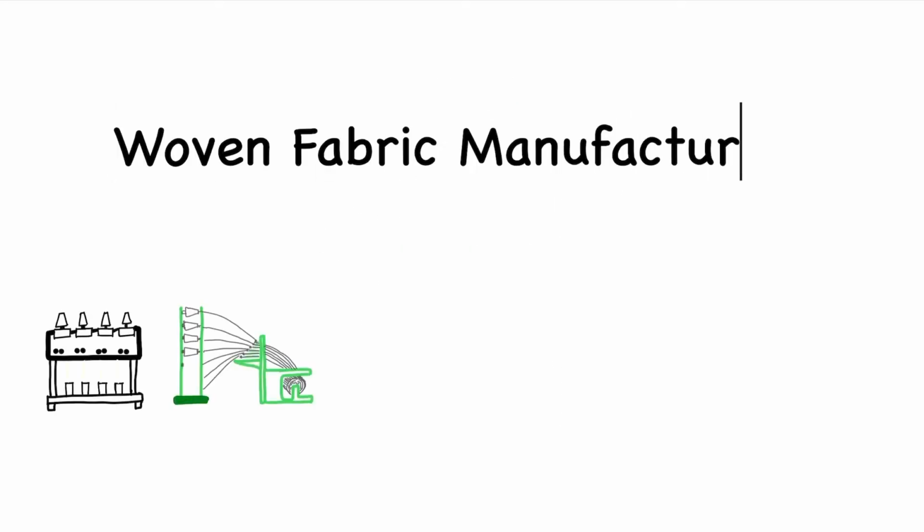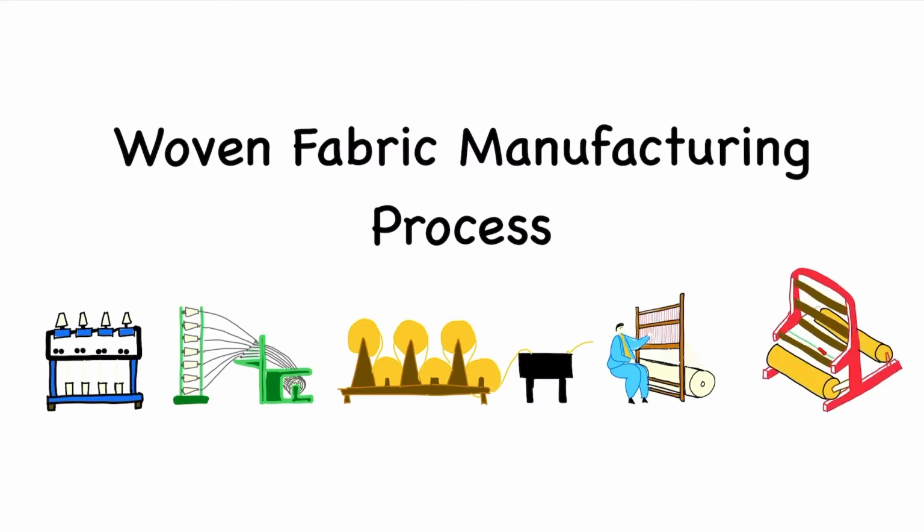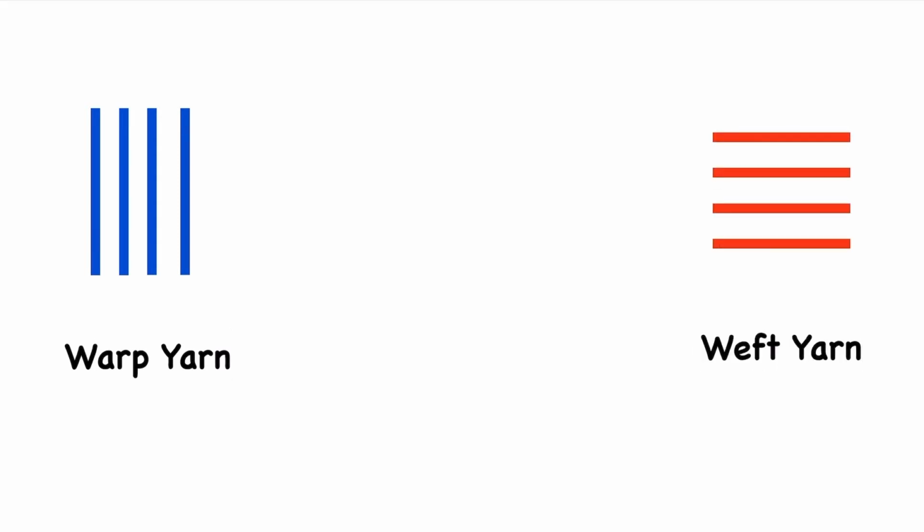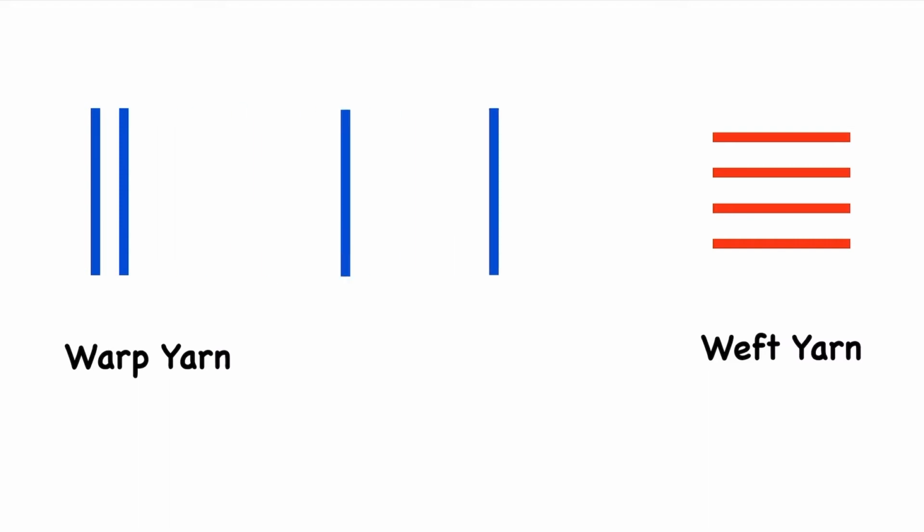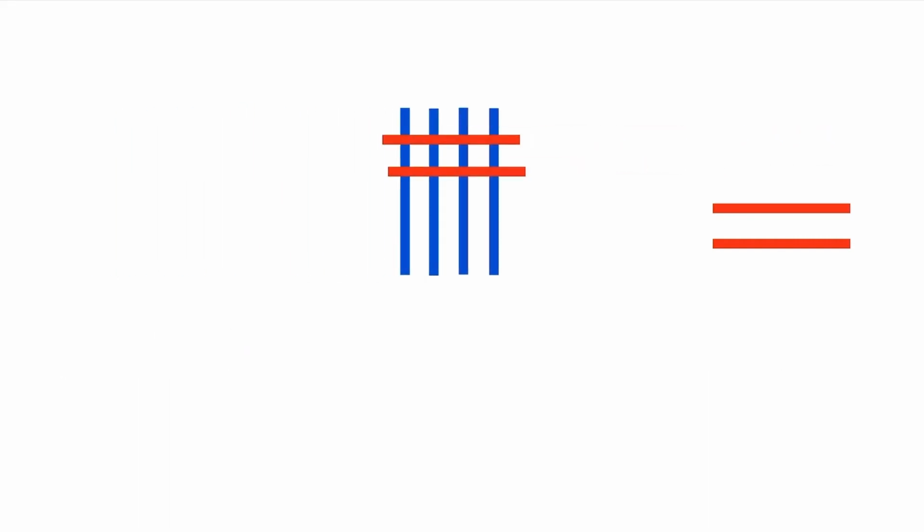Today we will discuss the processes involved in making woven fabric. Woven fabrics are made by the intersection of two sets of straight threads which cross each other at right angles. Yarn that runs lengthwise of the fabric is called the warp yarn, and the yarn that intersects the warp yarn widthwise is called the weft yarn. Two threads are interweaved at a 90-degree angle to each other to form the woven fabric.